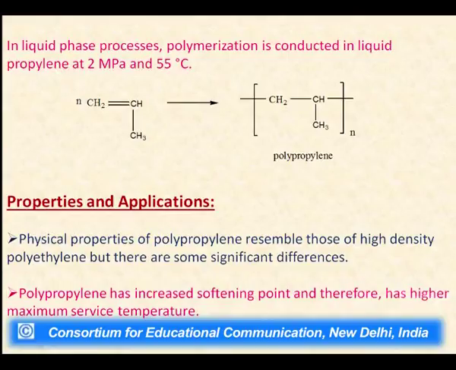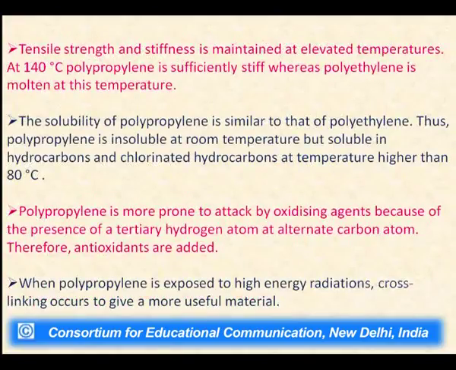Then comes the property and application of polypropylene. The physical property of polypropylene resembles those of high density polyethylene, but there are some significant differences. Since the modes of preparation of polypropylene and high density polyethylene are the same, there is some similarity in the physical property. Polypropylene has increased softening point and therefore has higher maximum service temperature.